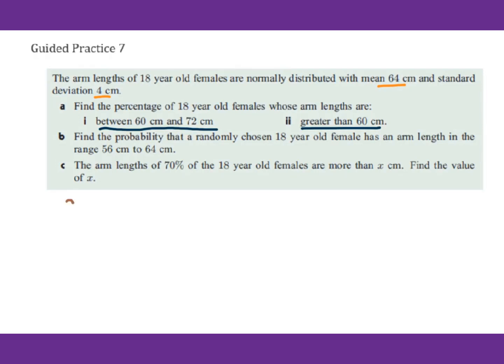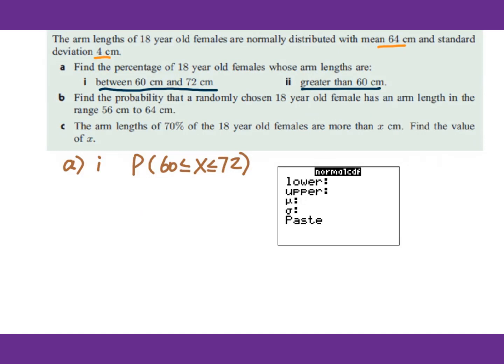For A, 1, we're looking for the probability X between 60 and 72. We have to use normal CDF. Lower will be 60, upper is 72. 64 is the mean and 4 is the standard deviation. So you put it into a graphing calculator, you will get 0.819.